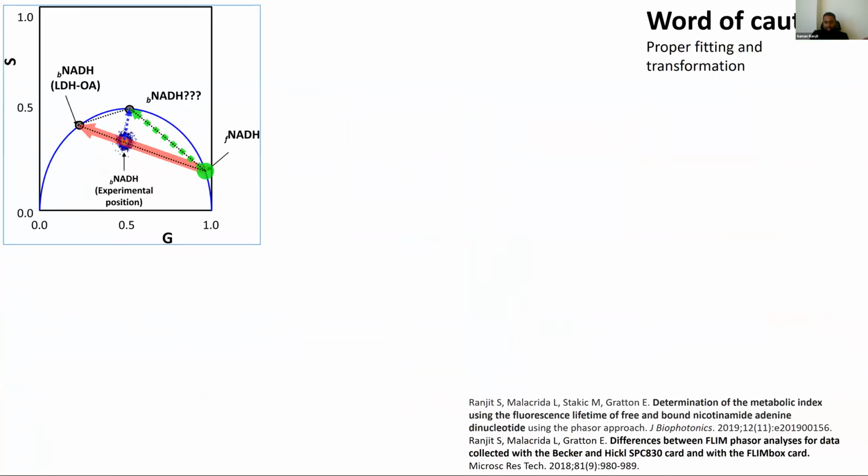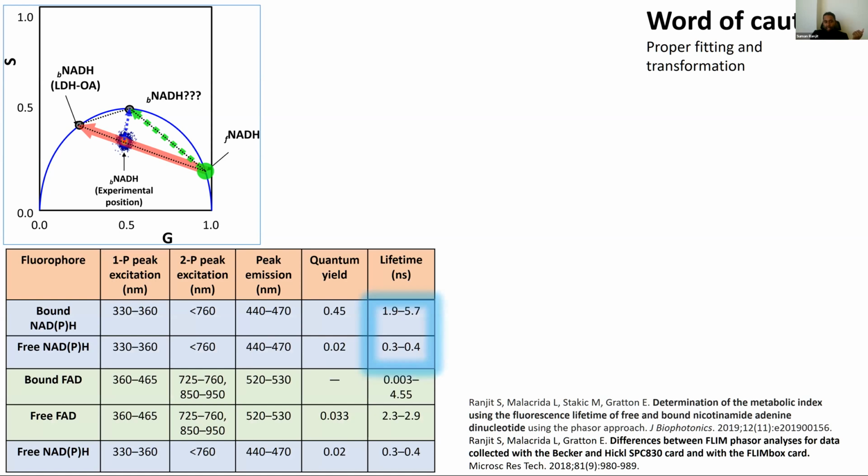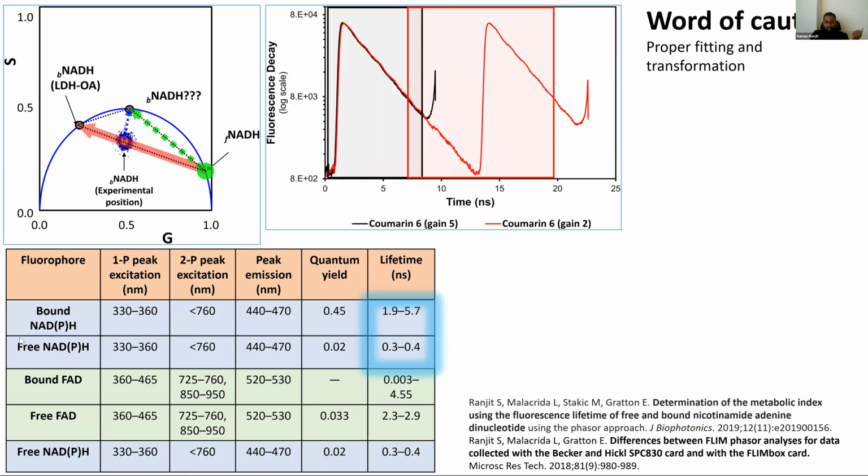Now, a word of caution is all of this Phasor space depends on the proper fitting and transformation, because in literature you see NADH positions all over the place, especially bound one. And part of that is correlated to what enzyme it is binding, but part of that is also transformation, because most people don't take the data with FLIMbox. Most people take the data with time correlated single photon counting instruments, and conversion of that can be tricky. So that's why you get all sort of behavior in terms of lifetime here, as I mentioned.